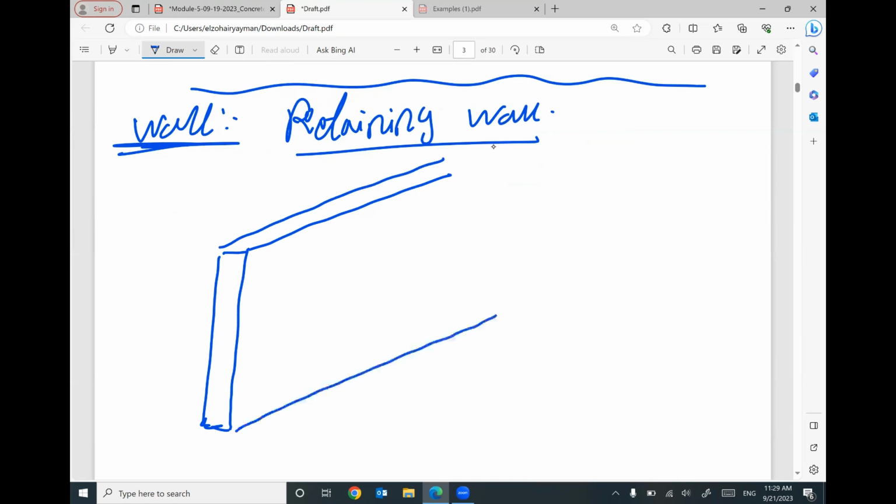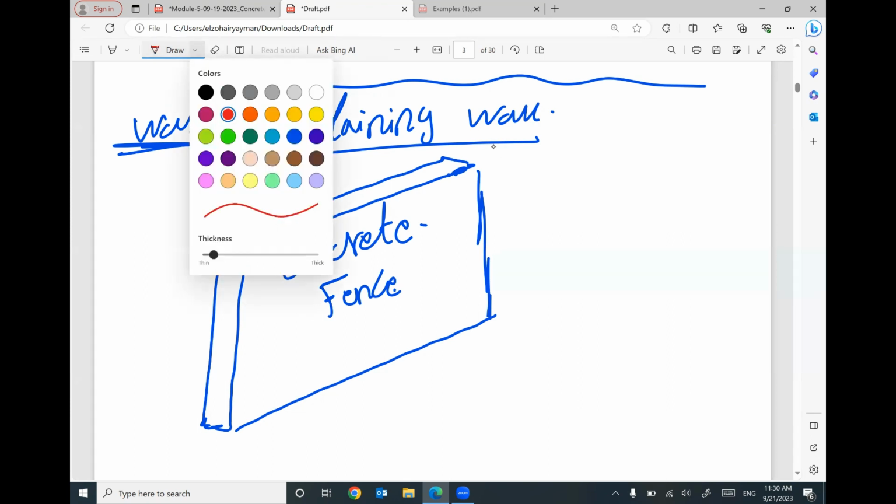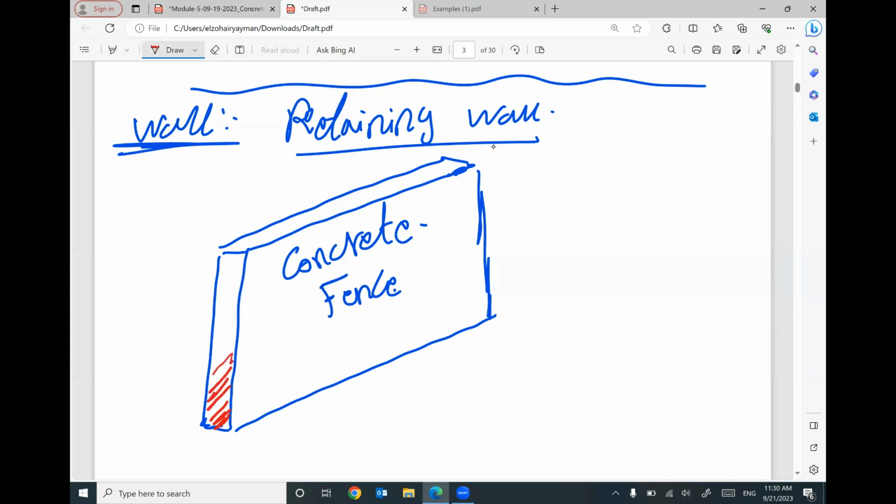I would like to construct, for example, a concrete fence. I'm saying concrete. It's not brick. It's not wood. It's a concrete wall. So if you would like to figure out the volume of concrete needed to construct this wall, same idea. What is the area of this cross section, which is represented by the height of the wall and the thickness of your wall, and multiply this area by the length.